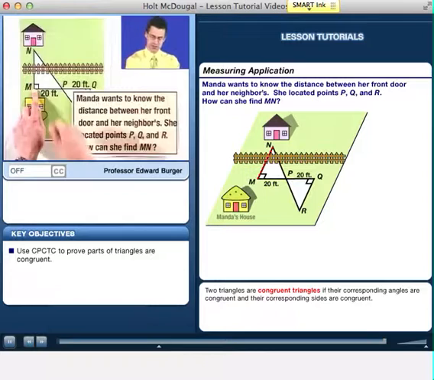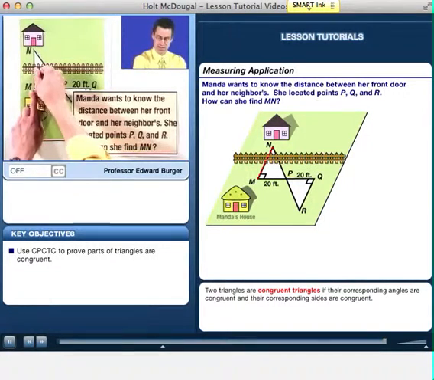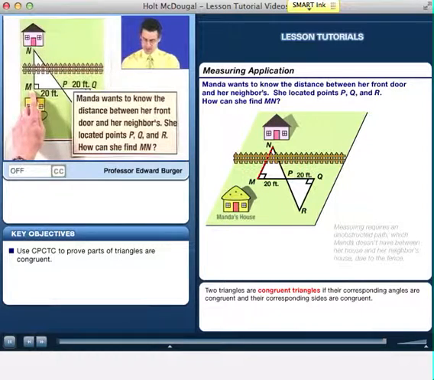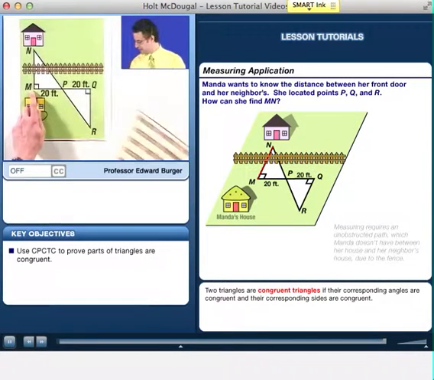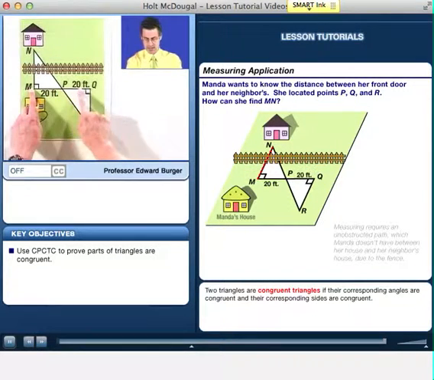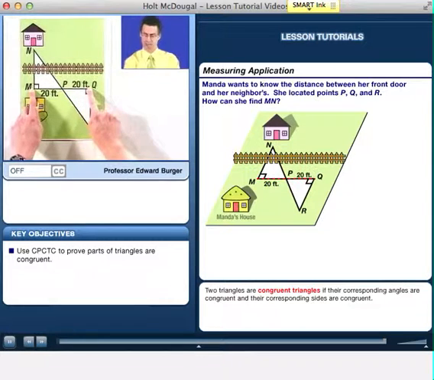But she can't just measure it, because if she tries to measure it, she hits the fence, and she can't cross it to get to the other side. All right, so here's what she does, because she's really clever. She locates points P, Q, and R. She maps out this point P, this point Q. This is 20 feet, and this is 20 feet, and she can measure that. There's no barrier there. She can take a measurement there. And then she puts this out here, R.